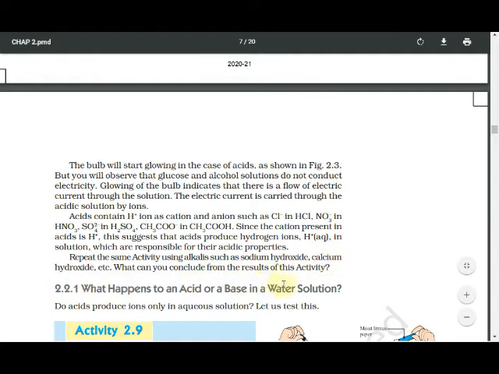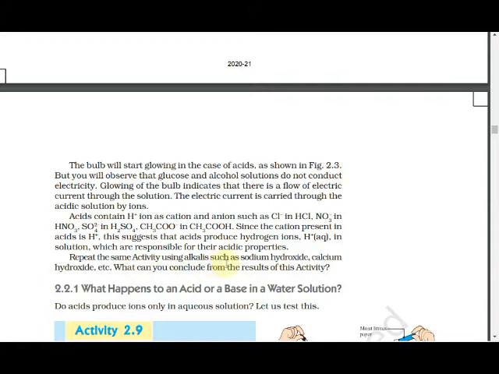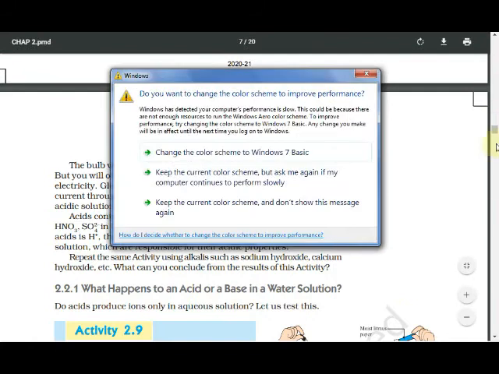Calcium hydroxide, sodium hydroxide, these are alkalis because they dissolve in water. Understood? All bases don't dissolve, but sodium hydroxide and calcium hydroxide can dissolve in water, so they are known as alkalis. So what can you conclude from the results of this activity? We are going to see now.